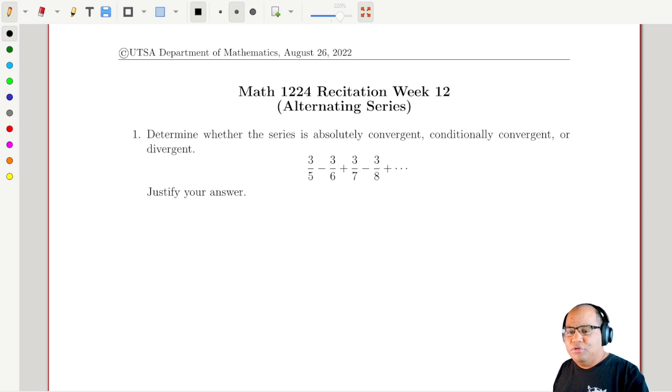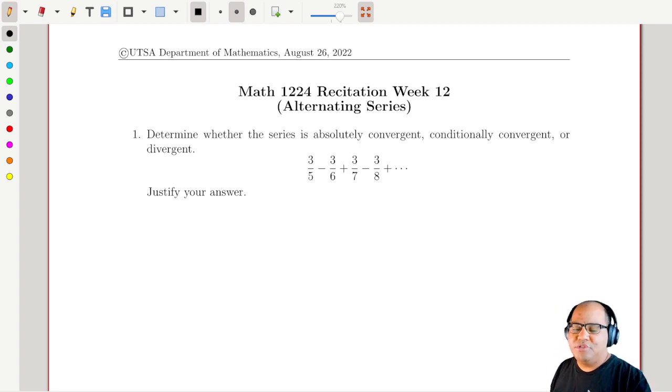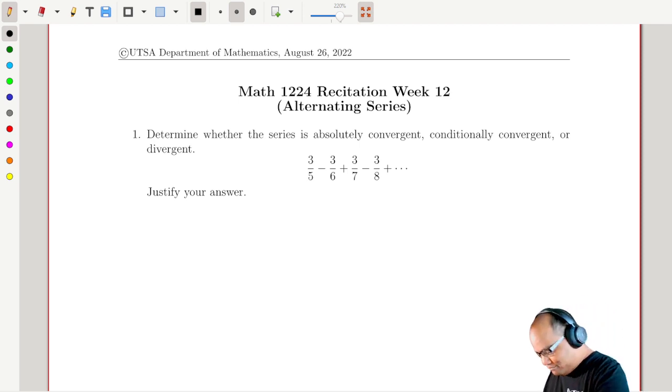And you can see that this is an alternating series. We have plus, minus, plus, minus. And so let's go ahead and try to put this compactly in summation notation. That way we can identify our helper sequence Bn. So we can see here that it looks like all my numerators will have 3s and my denominators are just going up by 1 each time. 5, 6, 7, 8.